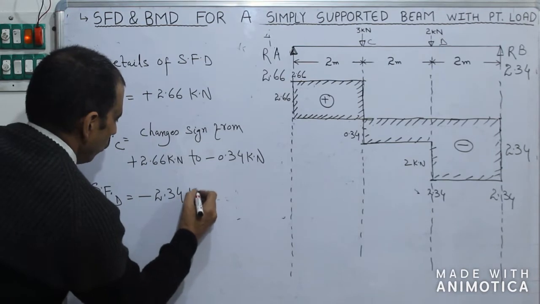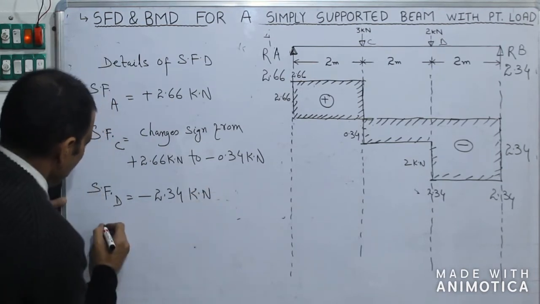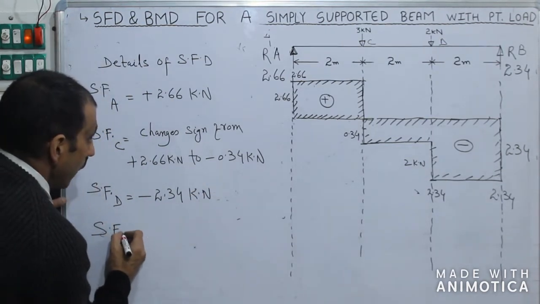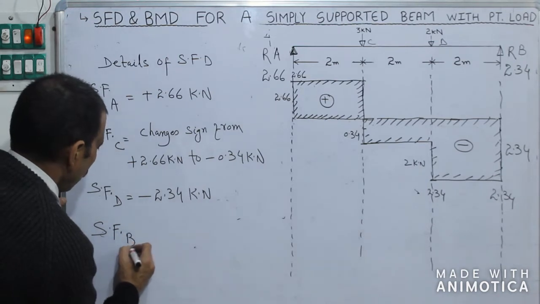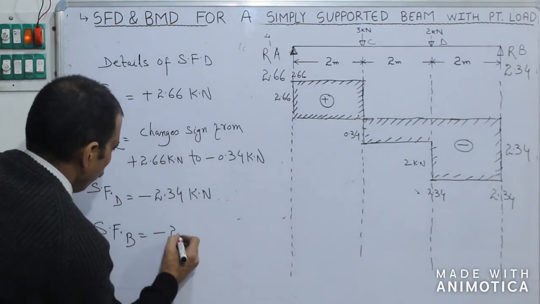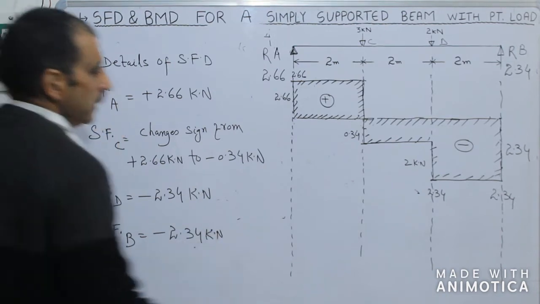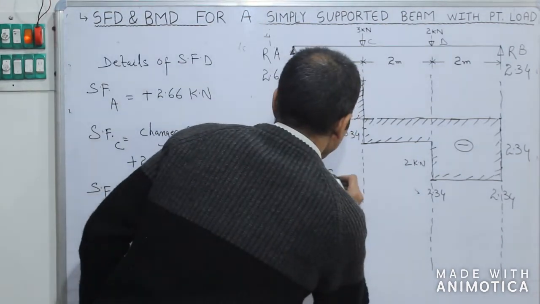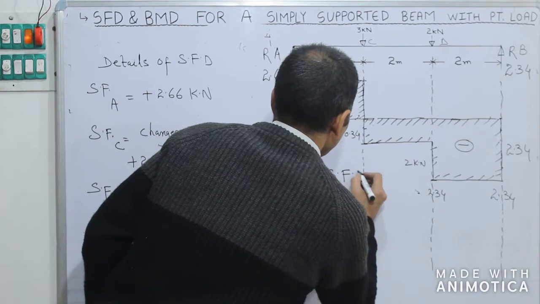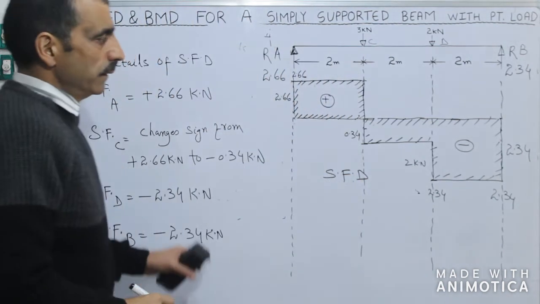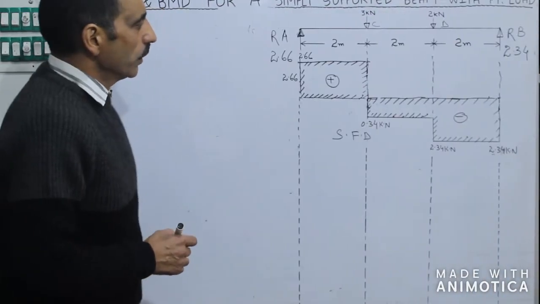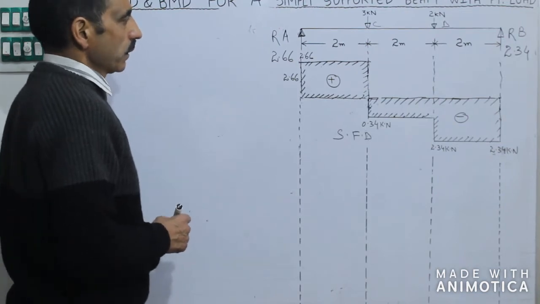Shear force at D is minus 2.34 kilonewton. Shear force at B is also minus 2.34 kilonewton. This is the required shear force diagram, right? Now we will go to the bending moment diagram.